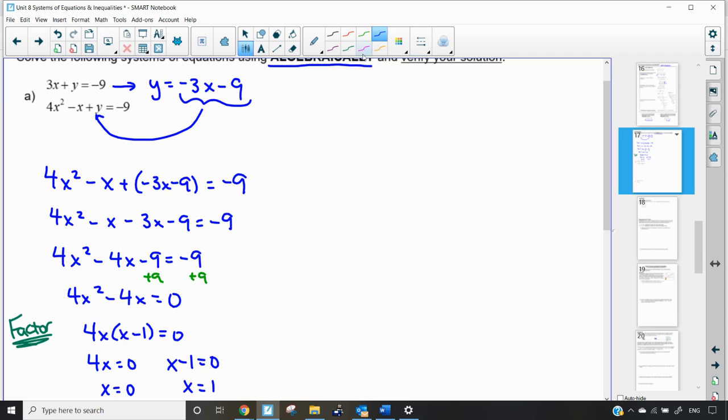Now I'm going to take those values and I'm going to sub them into my original equation. So my original equation was 3x plus y equals negative 9. So I'm going to start with x equals 0. So if x equals 0, I'm going to have 3x plus y equals negative 9, giving me 3 times 0 plus y equals negative 9. Zeros cancel out, and I've got y equals negative 9. So one of my solutions will be 0 and negative 9.